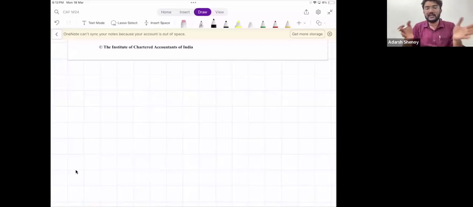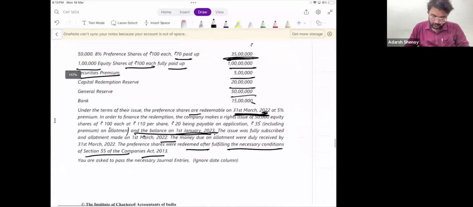In how many ways can we keep it intact? You can use the chat box if you're listening on Zoom and respond. There are two ways to keep the capital base intact as per Section 55. The first is to make a fresh issue of shares, and the second is to utilize free reserves and create the CRR, the capital redemption reserve. Now, let's discuss it in this question.